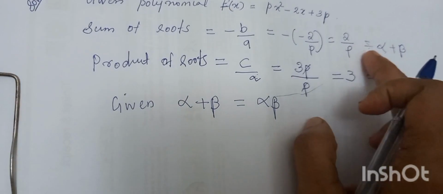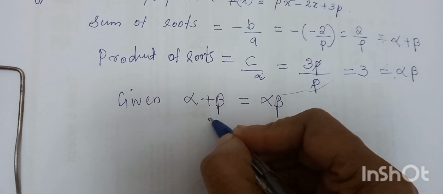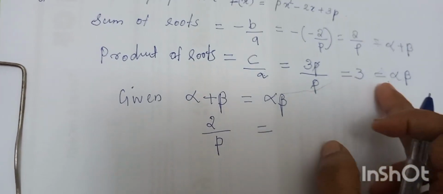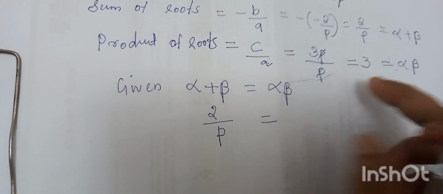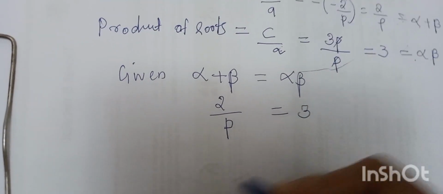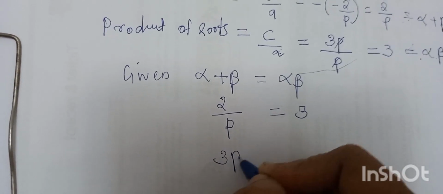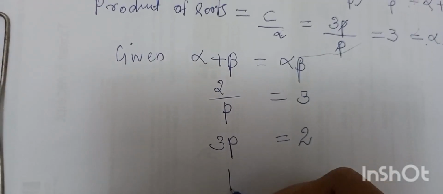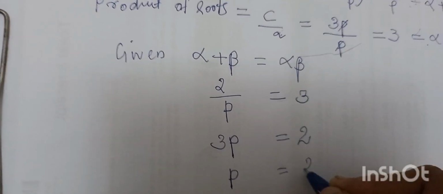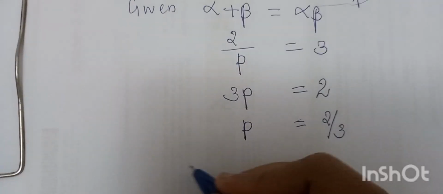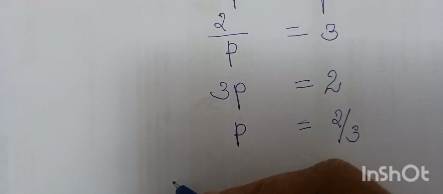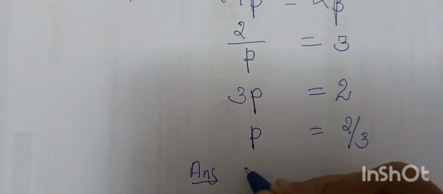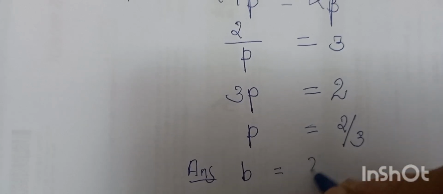So what is alpha plus beta here? 2 by p. So we have to substitute the value. 2 by p is equal to, what is alpha beta? Which is equal to 3. So 3p is equal to 2. P is equal to 2 by 3. So the answer is B, which is equal to 2 by 3.